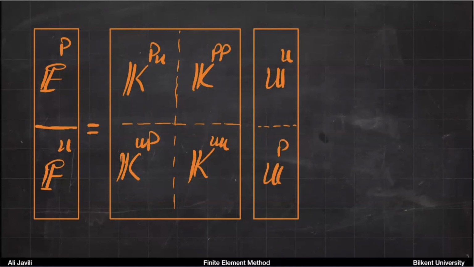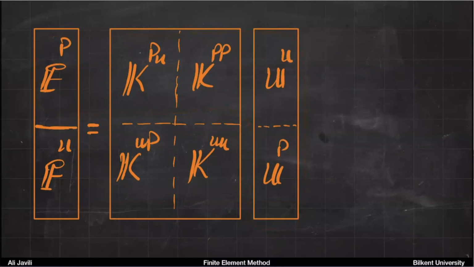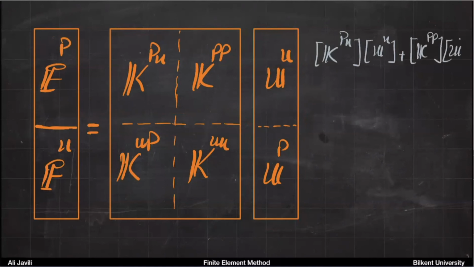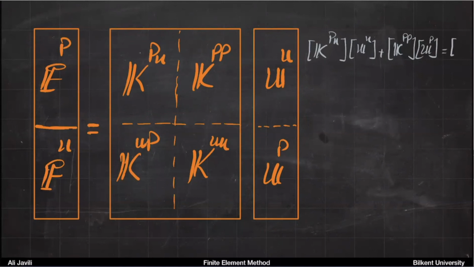As we pointed out previously, we are going to do this using the so-called static condensation. So basically, we are going to just look into this part of the matrix. That's what we want to do. If you do that, you get this system. You would have something like K, let's say PU as a matrix times UU plus KPP times UP, and all of that would be equal to FP.